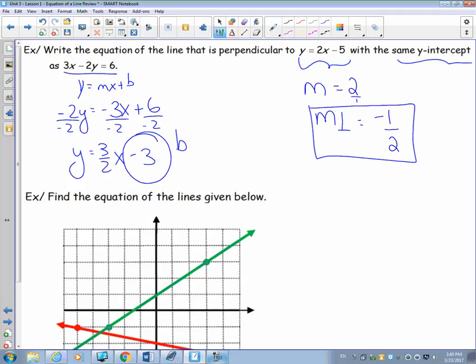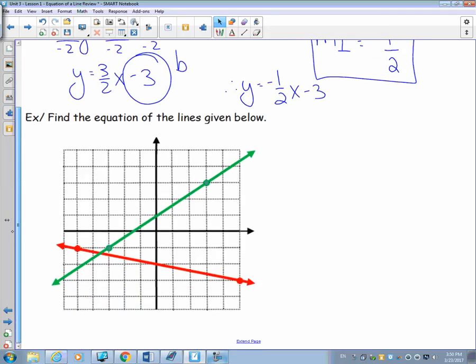There's the y-intercept. So we need a line that has a slope of negative 1/2 and a y-intercept of negative 3. So we can write that in as negative 1/2 x minus 3. We had to gather information that time by finding out relationships between things. Let's look at the next set.